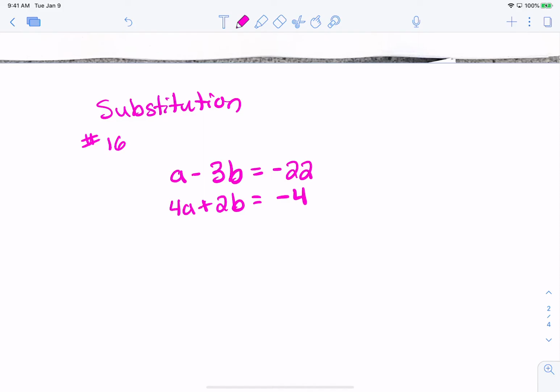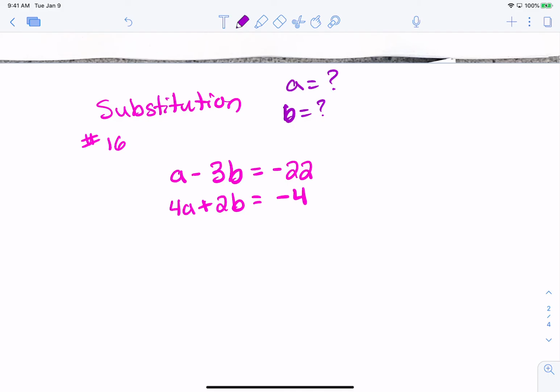Okay, they want us to do substitution with this one. So in order to substitute, I have to be able to plug something in. But in order to plug something in, I have to have one of my variables solved for. I have to have either A equals something or B equals something, right? Do I have A equals something or B equals something here?